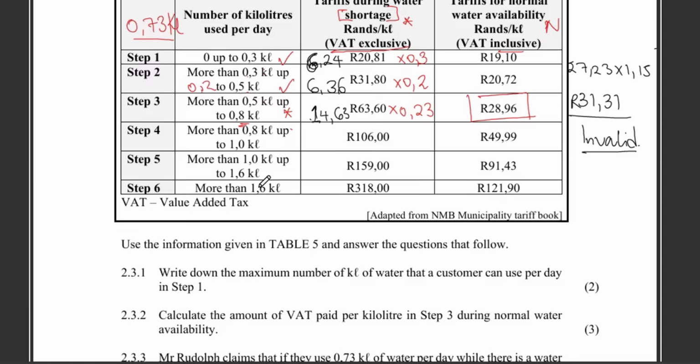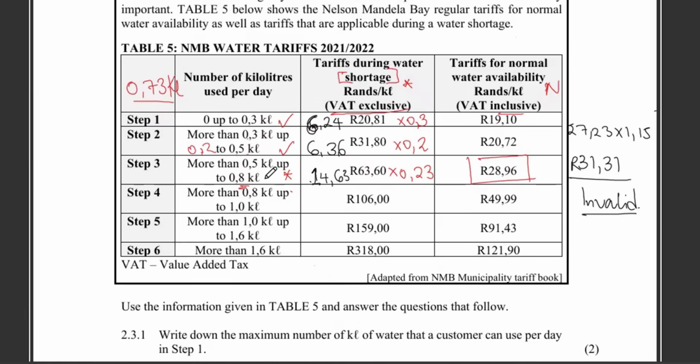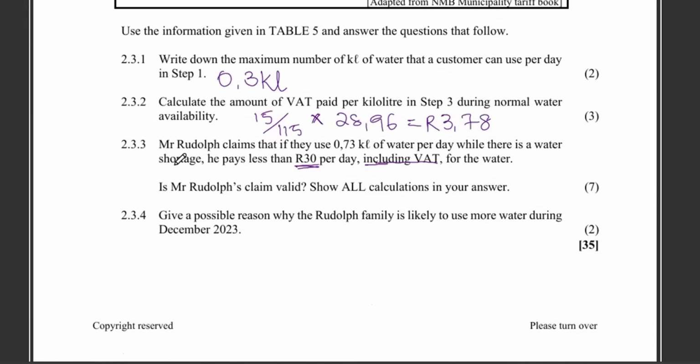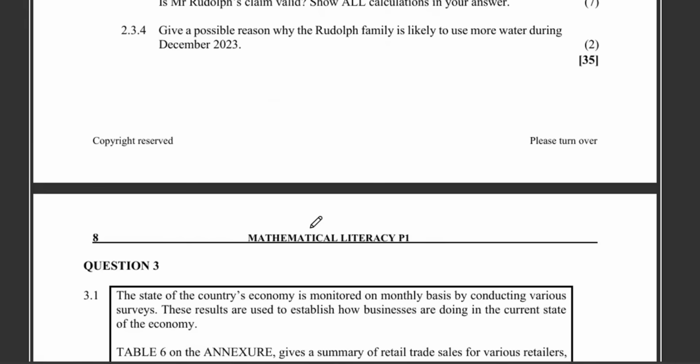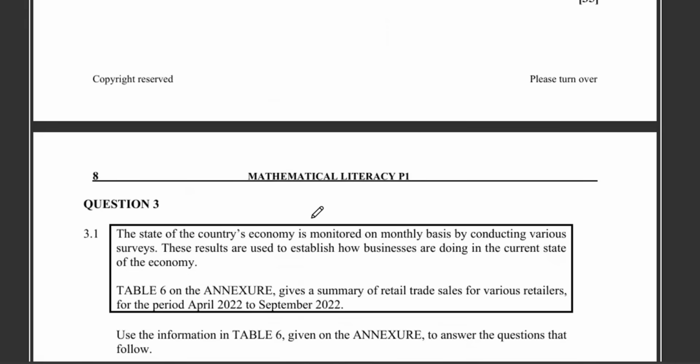Okay, let's look at the next question. Give one possible reason why the family is likely to use more water during December. December is a holiday month. So the family members might come back, and that means you have a bigger number of people using a lot of water that could bring up the bill.